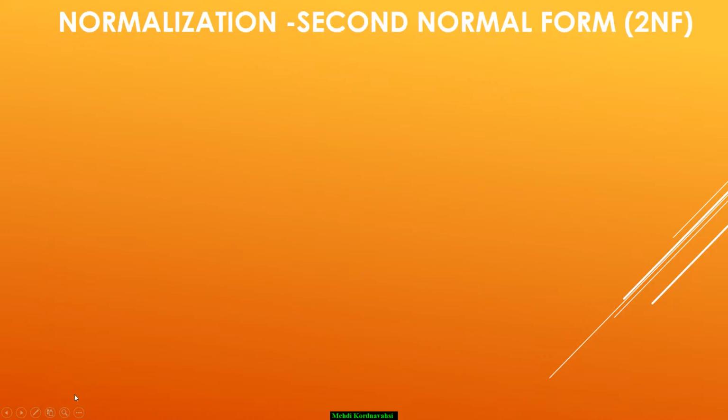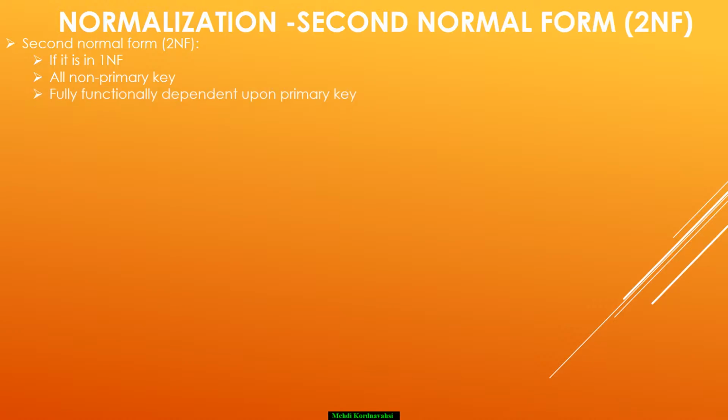The higher level is normalization in second normal form or 2NF. A relation is in second normal form if it is in 1NF first, and all non-primary key attributes must be fully functionally dependent upon primary key attributes.